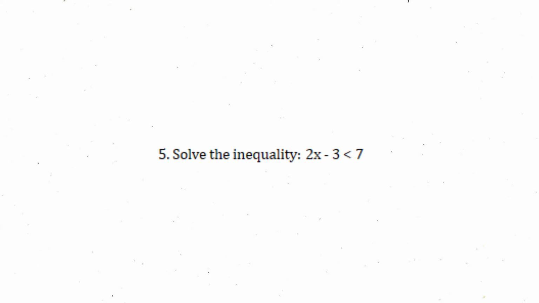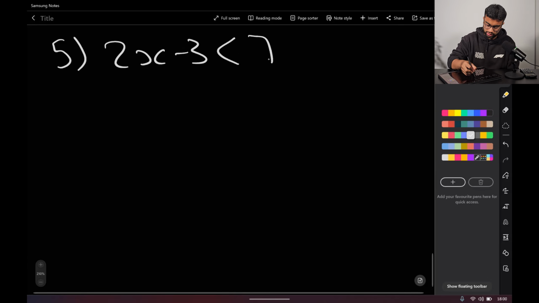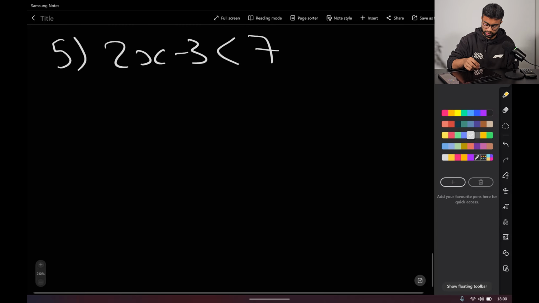Question 5 is an inequality question. The inequality is 2x minus 3 is less than 7. We want x on its own for this inequality, so first of all we can add 3 to both sides, which would give us 2x is less than 10.